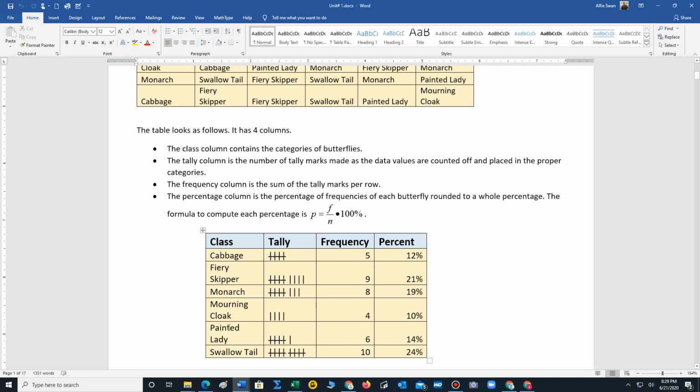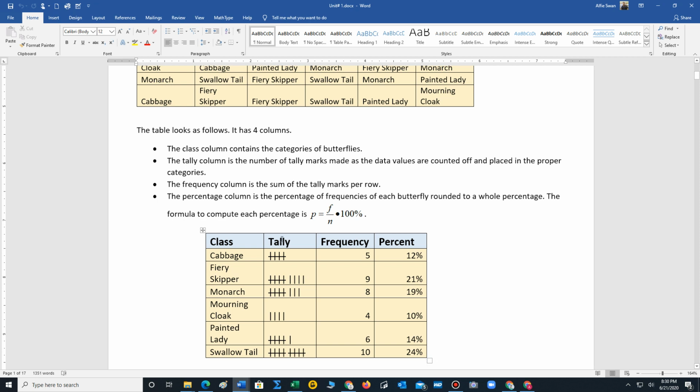So we have the class column. That's where we put each of the categories down. In this case, there are 6 different types of butterflies: the cabbage butterfly, fiery skipper, monarch, mourning cloak, painted lady, and swallowtail.